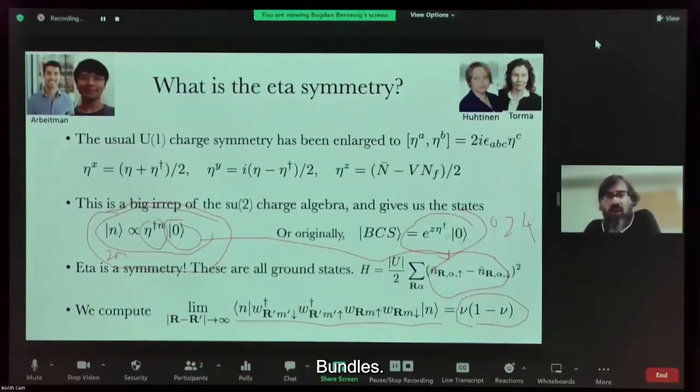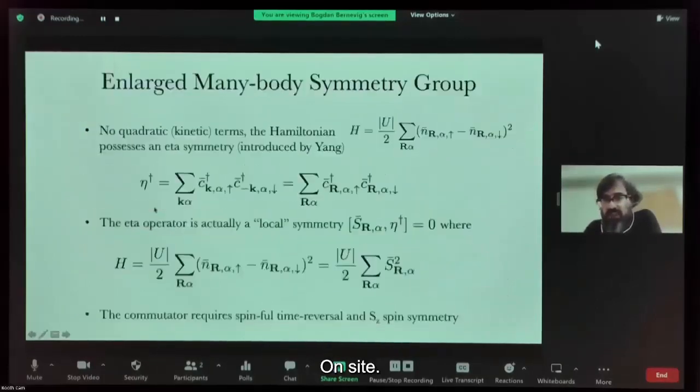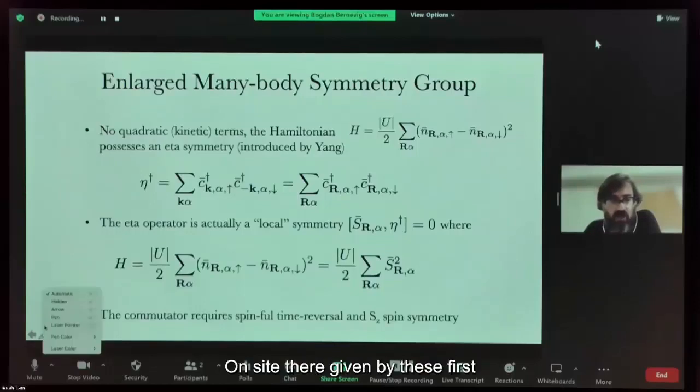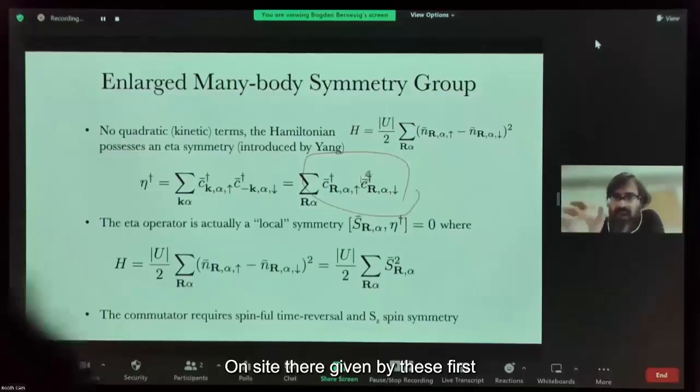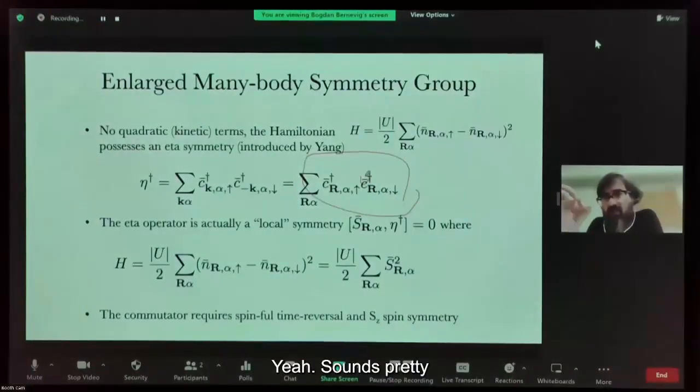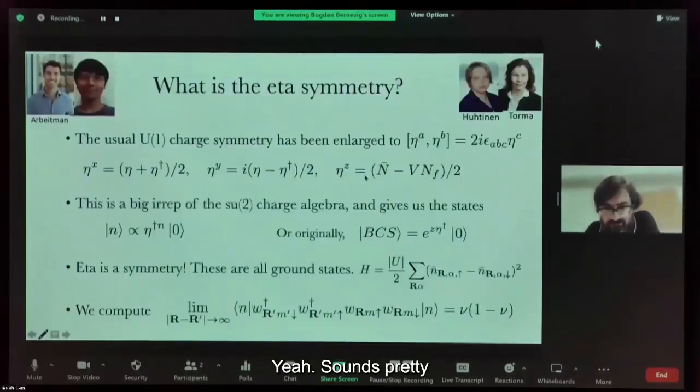Well, it's got the same wave function. It's got this eta operator that creates Cooper pairs. They're actually Cooper pairs on site. They're given by these projected on-site operators. These projected on-site operators, because of this bar, have some spread. If they were purely projected on site and had no spread, then this would basically be just local bound pairs. But they have some spread, and we'll see how the spread helps us.